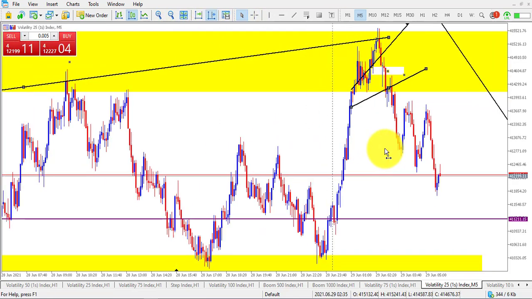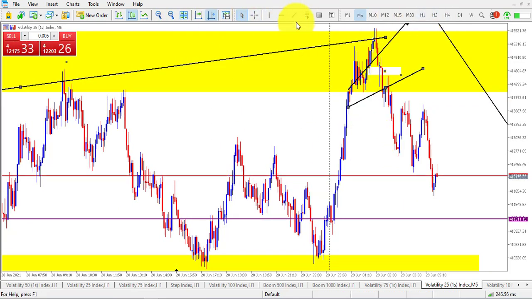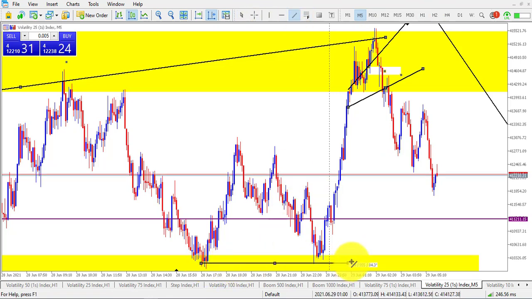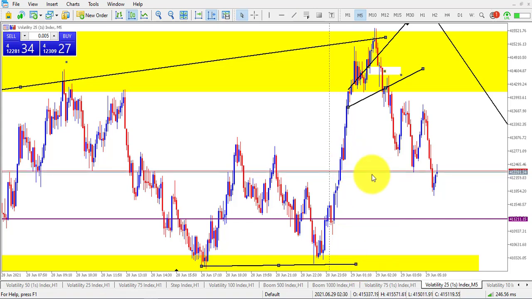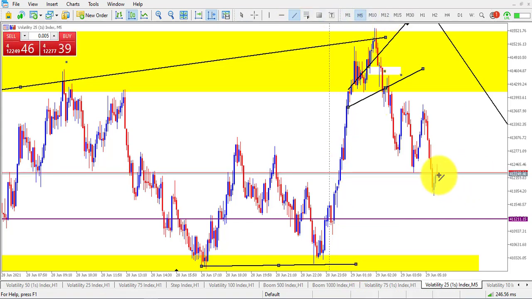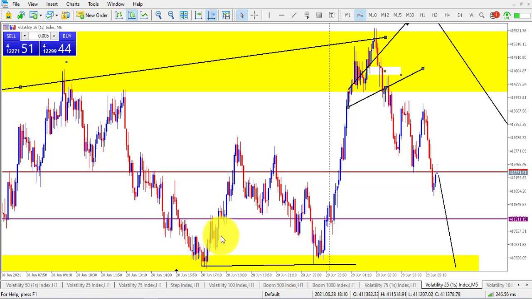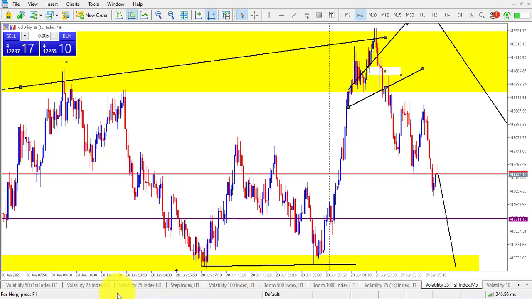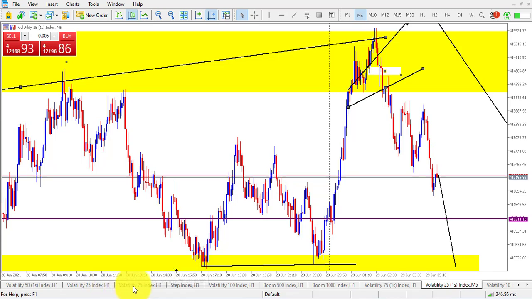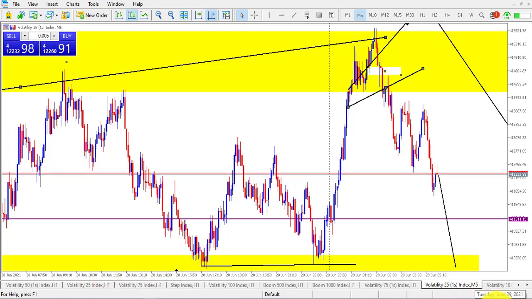From the looks of it, we will be targeting this area right here. These are equal lows, so I am looking for price to make its way down to this area. For today I'm also looking for other trades which you can take advantage of. I don't know what time you are seeing this video, but this is 29 June in the morning, 7:46.